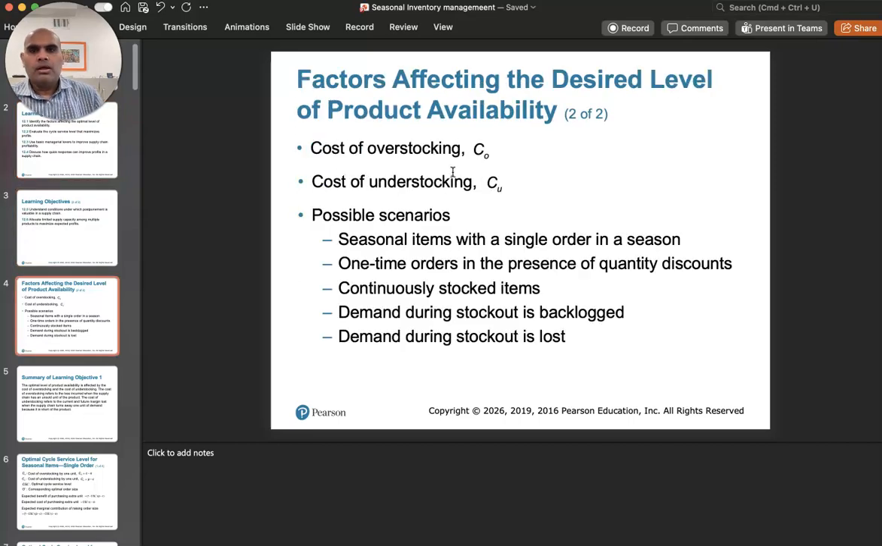Okay, so what is desired availability? What is the Newsvendor model? Now, I call this seasonal inventory management because the Newsvendor model is a model that is used in cases of managing inventories where you have the option of placing a single order. So you can place a single order, and once that order is placed, you will receive the whole order all at once. That's the assumption we'll make initially.